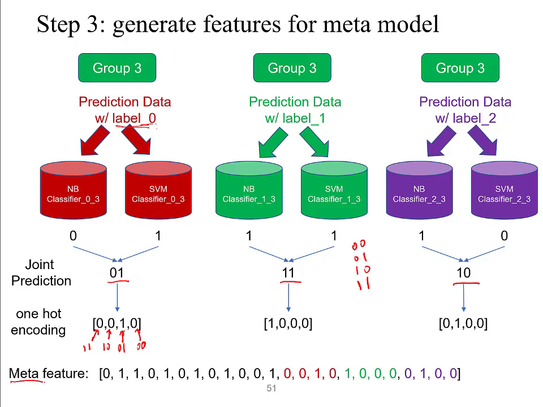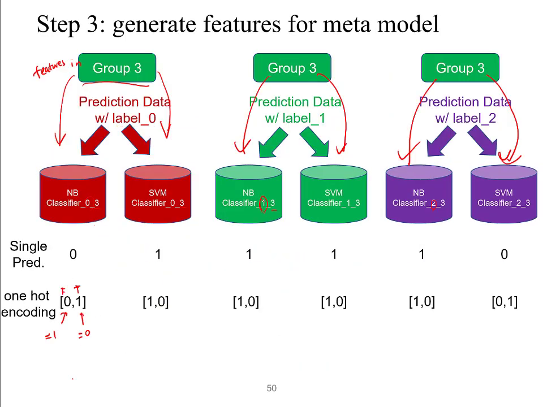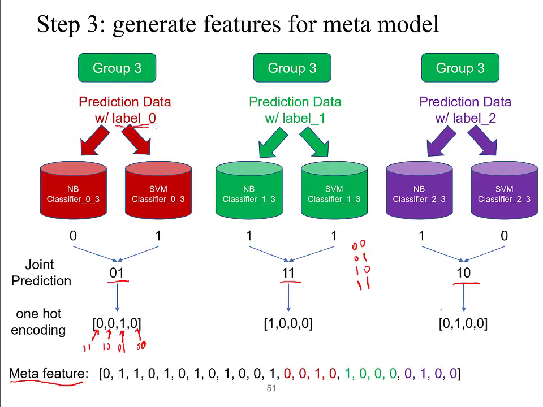And for the final meta feature, we just concatenate all these things together. So we have 0, 1, 1, 0, and so on and so forth, 6 of them, which are the 6 here. We have this 0, 0, 1, 0 from this red part, this green part, and the purple part.